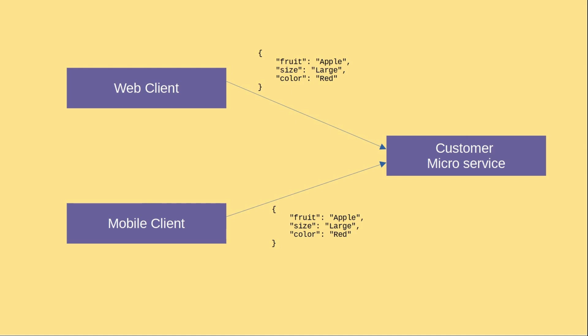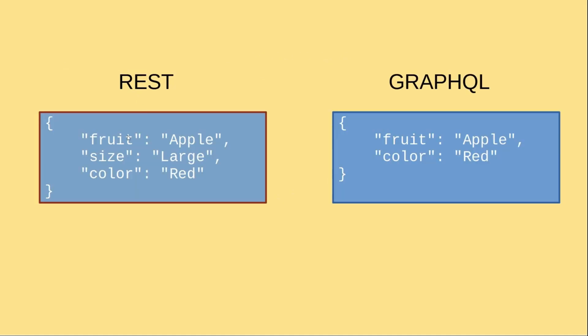Let me explain how. So this is the REST example, with fruit, size, and color. For the GraphQL API, we can choose which fields we need. The consumer, the client, can choose, okay, I need only fruit and color, or I need only color, or something like that. So without wasting much time, let's jump into the code, and let me explain how it can be done with some practical examples.